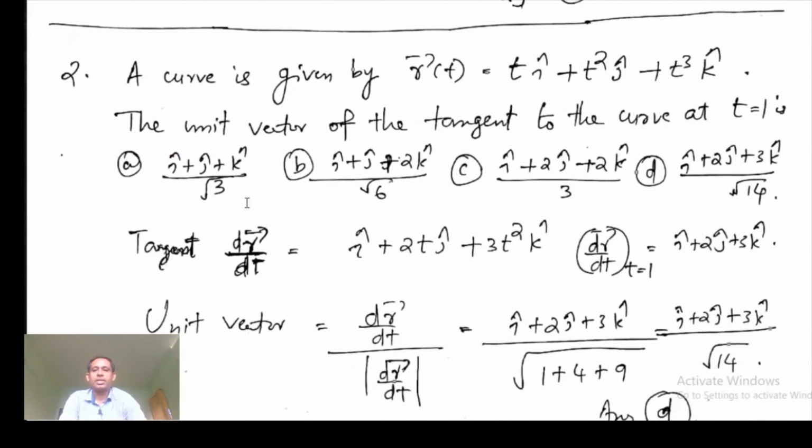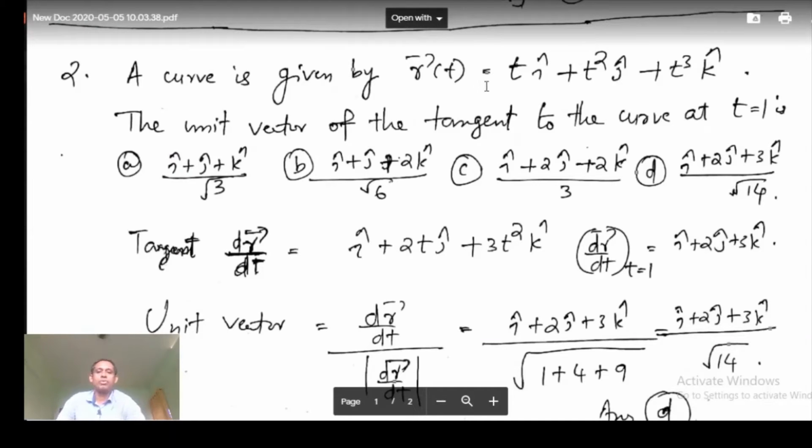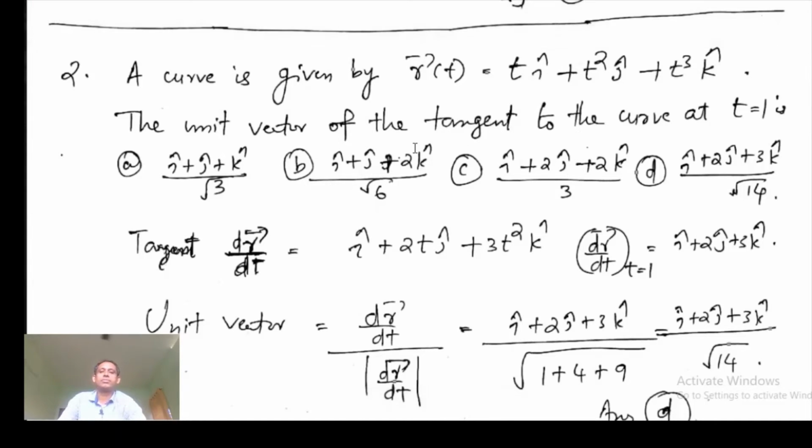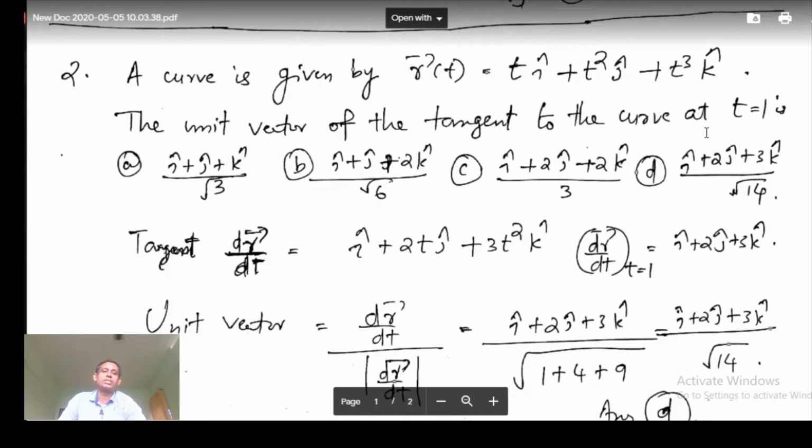The second question: a curve is given by r of t, that is t i plus t square j plus t cube k. So this is the x component, this is the y component, and this is the z component. That's why we have i, j, k here. Now the unit vector of the tangent to the curve at t equal to 1 has to be determined.